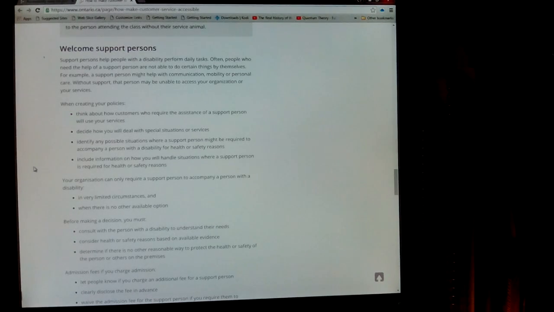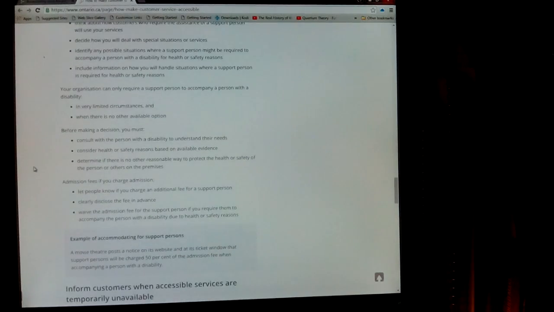When creating your policies, think about how customers who require assistance a support person will use your services. Decide how you will deal with special situations or services. Identify any possible situations where a support person might be required to accompany a person with a disability for health or safety reasons. Include information on how you will handle situations where a support person is required for health or safety reasons. The organization can only require a support person to accompany a person with a disability in very limited circumstances and when there is no other option available.